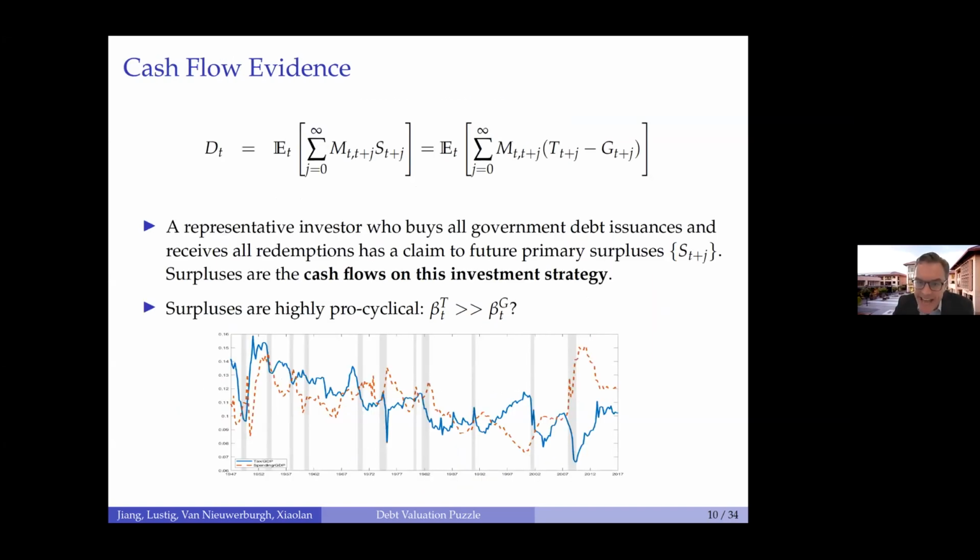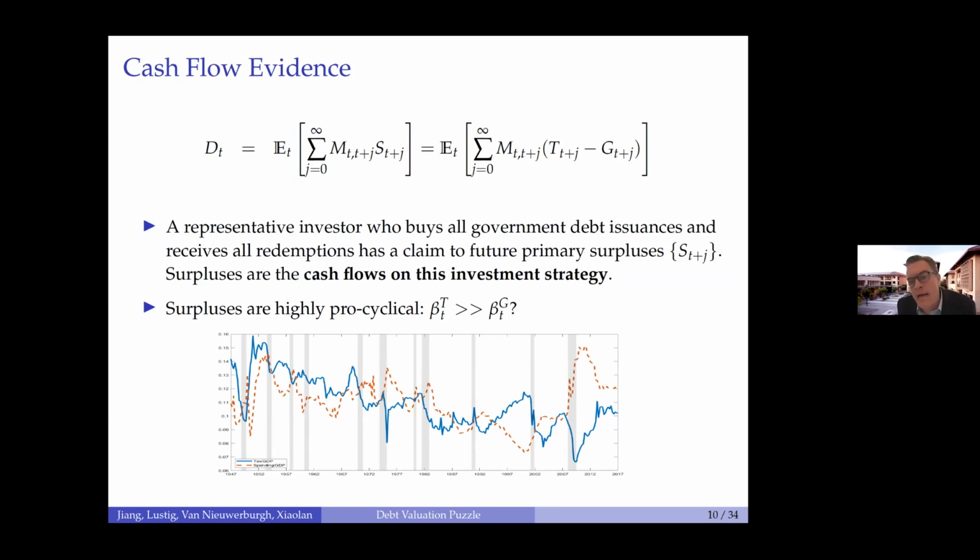But when you look at the cash flow evidence, this is the key to the puzzle, you actually get a fairly different picture, because if you look at the cash flows, they actually look pretty darn risky. Primary surpluses go down dramatically in bad times, in high marginal utility times, like, for example, the period we are going through now.